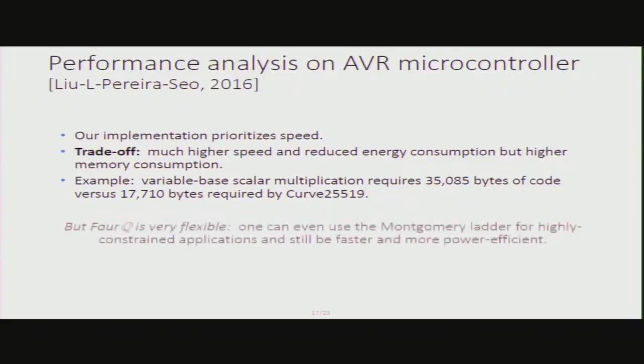On the other hand, 4Q contains very rich arithmetic. So really, if your project is more concerned with memory consumption, then you can even implement 4Q using a Montgomery ladder as Curve25519 and have a very constrained implementation and still be faster and more power efficient. So that's another advantage of 4Q, the kind of flexibility that you can get out of it.